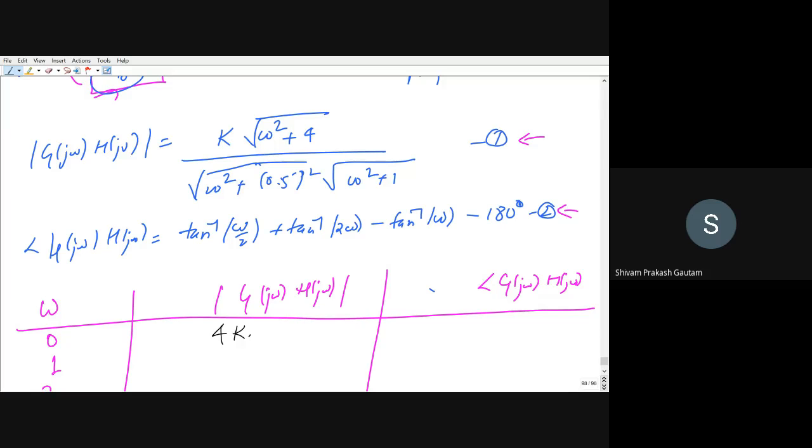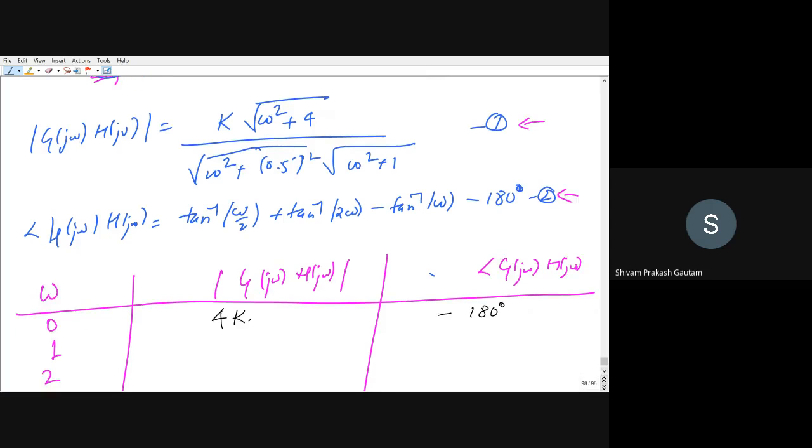Similarly, if you put omega is equal to 0 in phase expression, tell me what phase you will get. This will become 0, this will become 0, this will become 0. We will only get minus 180 degree. Is it okay? This is clear or not? Minus 180 degree.